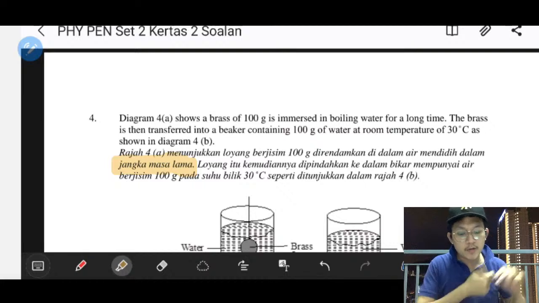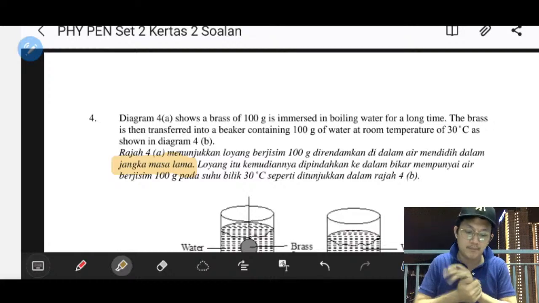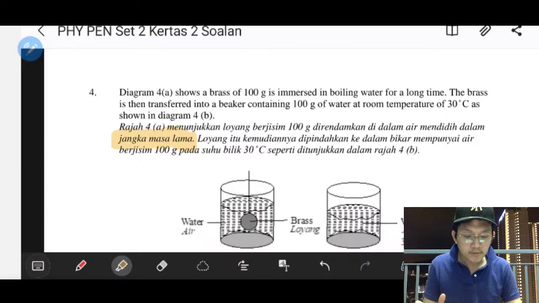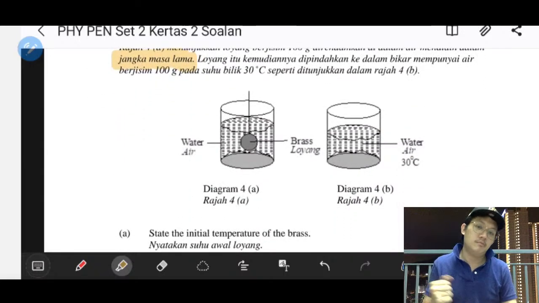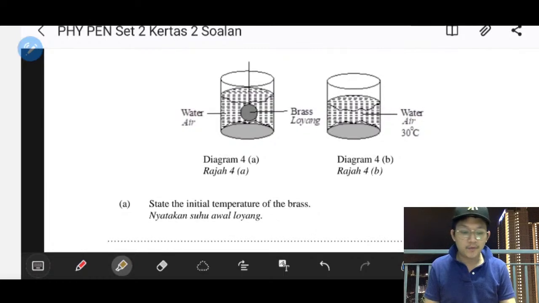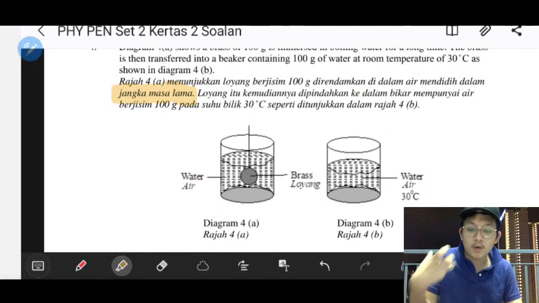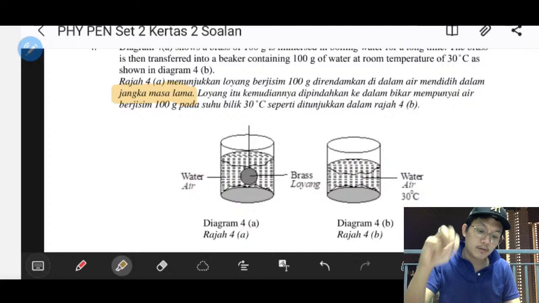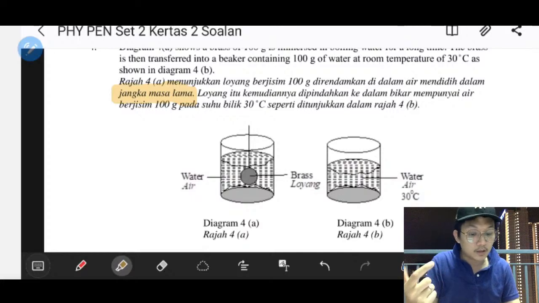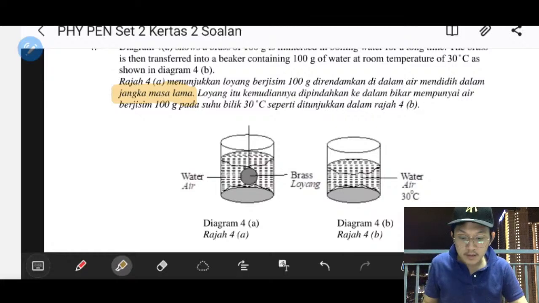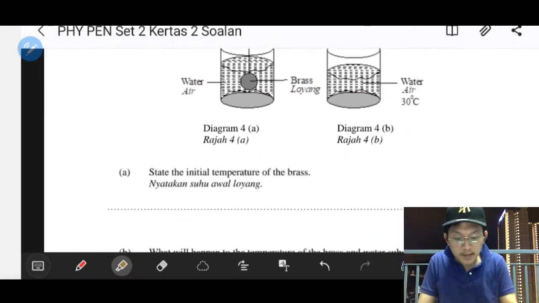Okay. Loyang kemudian dipindahkan ke dalam bikar mempunyai air berjisim 100 gram pada suhu bilik 30 degrees Celsius dalam B. Okay. State initial temperature brass. Initial temperature of the brass, what is it talking about is that what happens before bola loyang tersebut direndamkan ke dalam air panas. So, suhu dia mesti adalah sama dengan suhu bilik. So, it is 30 degrees Celsius.